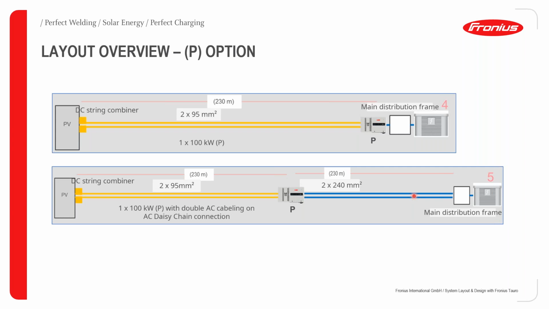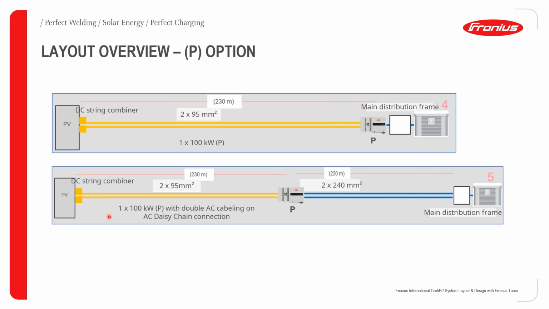If you're looking at the P version of the Tauro, in this example here, I've got my PV field, okay? But over here, I've got DC string combiner boxes. So I'm using DC combiner boxes on the DC side, and over here, I'm then running 2 by 95 millimeter squared cabling to my P version Tauro, which is a pre-combined Tauro. And that Tauro, as you can see, can be placed as close as possible to your transformer.